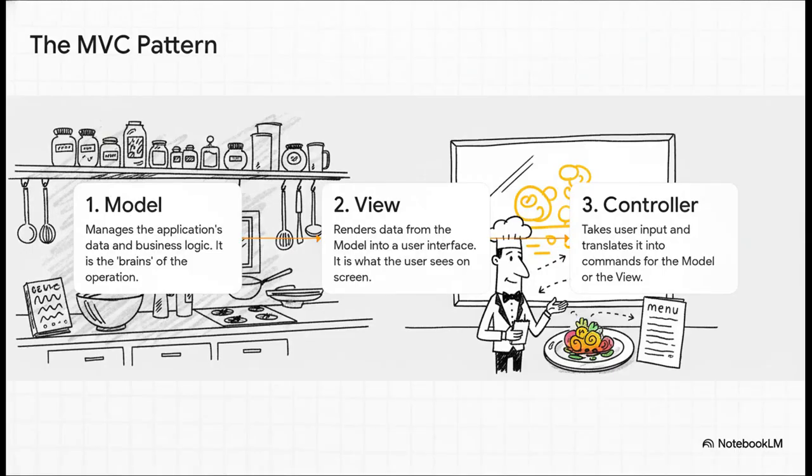Here's a simple way to think about it. Imagine you're at a restaurant. The model is the kitchen. It has all the data, the ingredients, and the logic for how to cook. The view is the menu and the plate of food you get. It's just the presentation. And the controller? That's the waiter. The waiter takes your input, your order, and relays it to the kitchen. It's the go-between. Keeping these 3 separate is the secret sauce to clean code.